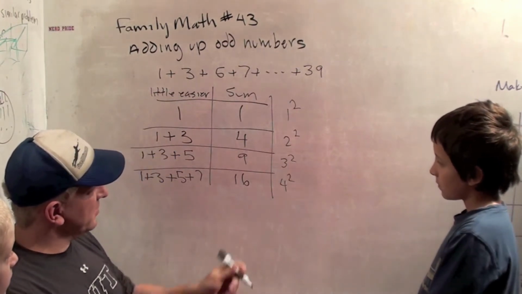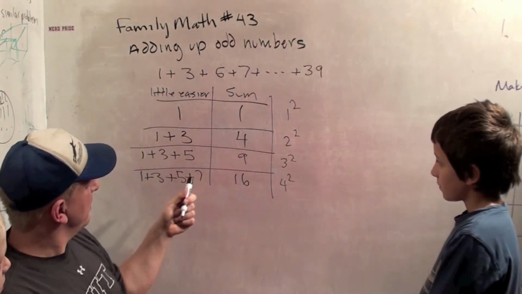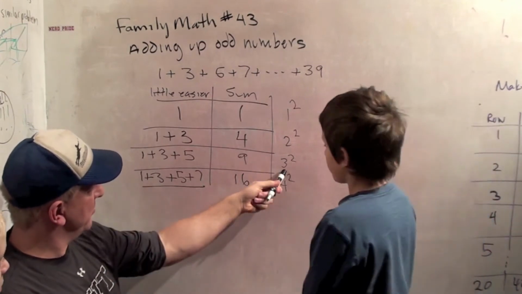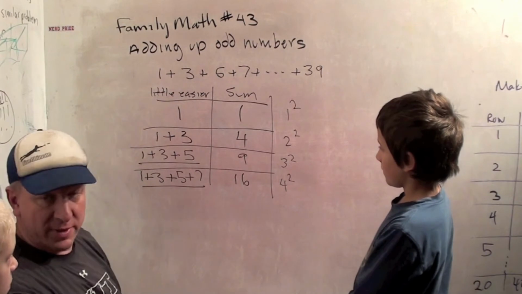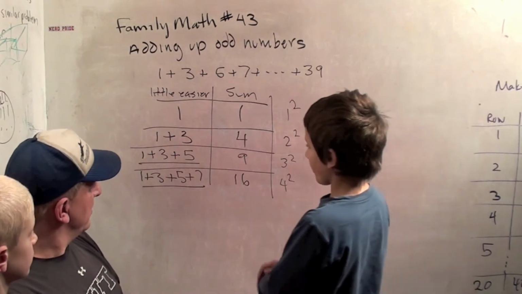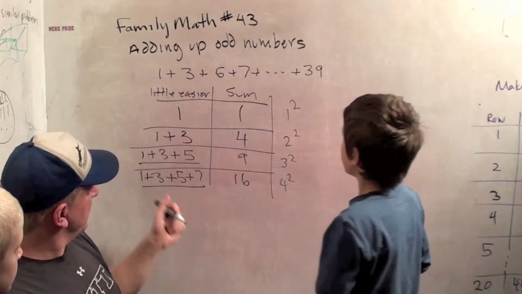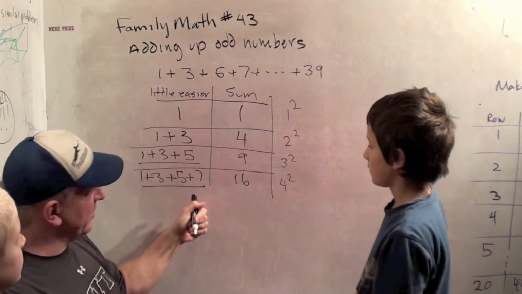So how does the number 4 relate to our odd numbers? How does the number 3 relate to our odd numbers? How does the number 2 relate? How does the number 1 relate? Well, it's the number of odd numbers. So there are 4 odd numbers here, and we get 4 squared.